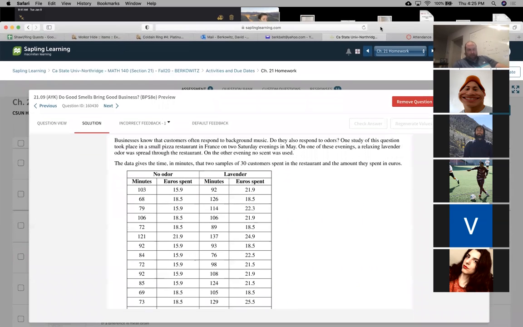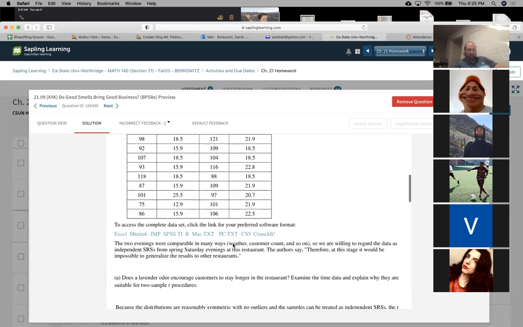It says businesses know that customers often respond to background music. Do they also respond to odors? One study of this question took place in a small pizza restaurant in France on 2 Saturday evenings in May. On one of these evenings, a relaxing lavender odor was spread through the restaurant. On the other, no scent was used. The data gives a time in minutes that 2 samples of 30 customers spent in the restaurant and the amount they spent in euros. So when there was no odor, they spent this many minutes and spent this many euros, and so on and so on.